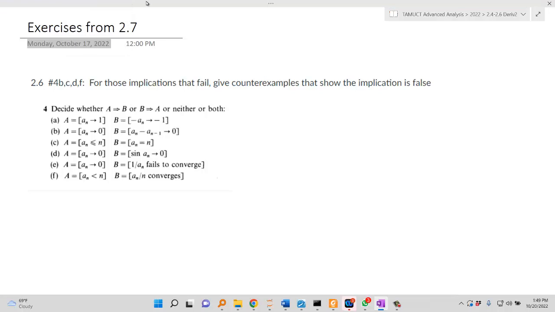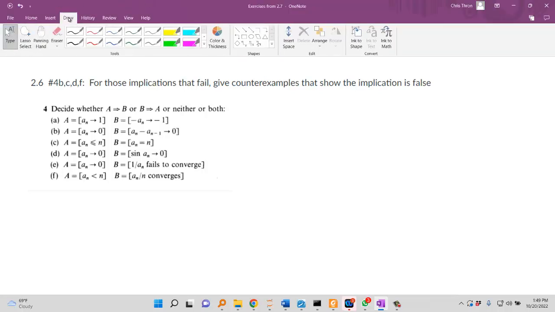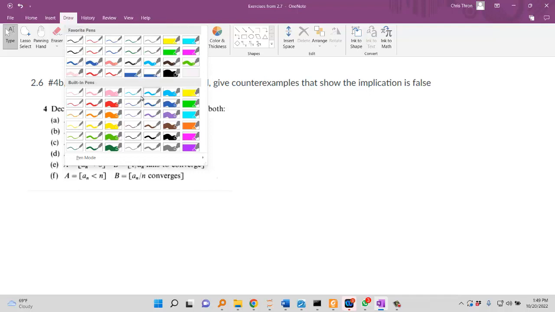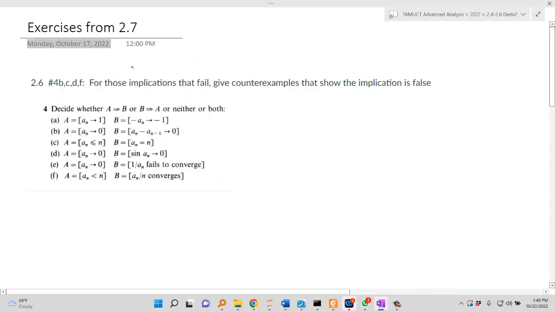Let's see, where do we mark up? Come on, help me here. Okay, there we go. I'll take a medium-sized one so I can see one. So we're doing B, and what is the other one? C, D, and F. Okay.